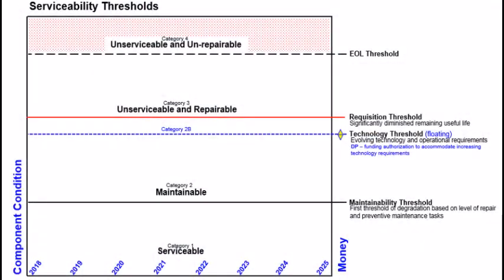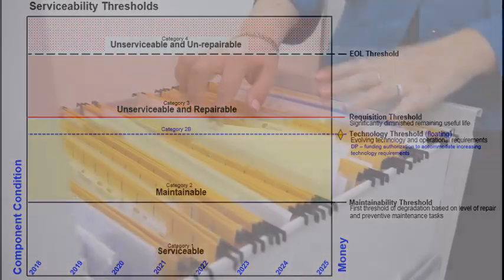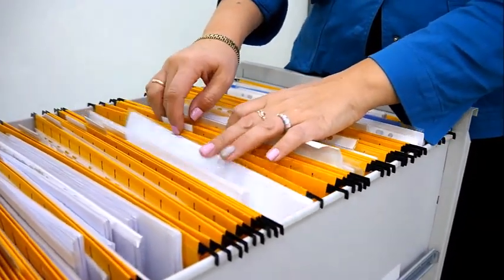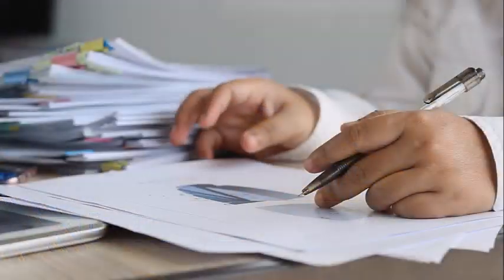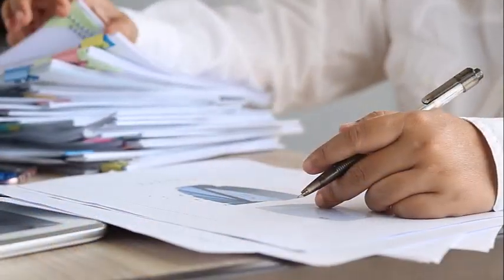Start with analyzing the Category 2 or even the Category 3 equipment if you have it, and begin the arduous task of collecting data. You will want to assemble a broad range of data early on to begin the analysis. Most importantly, focus on performance historical data. Here's a complete list of key inputs for consideration as you gather data.